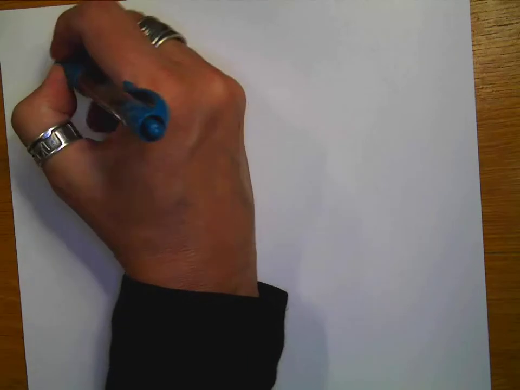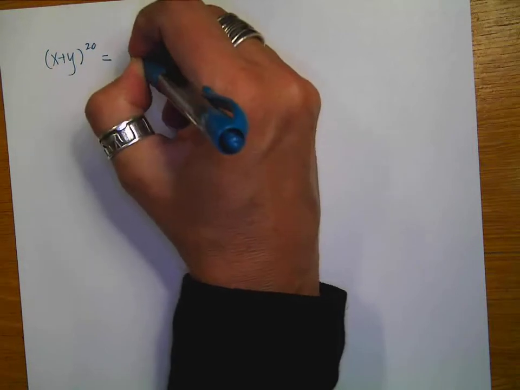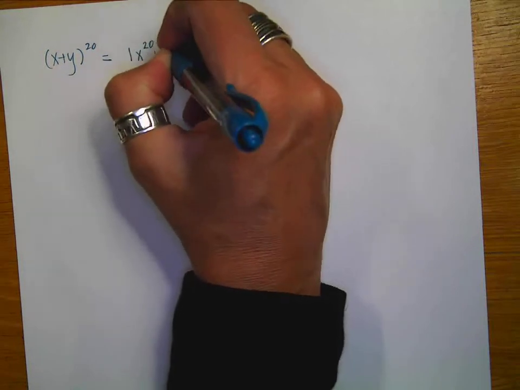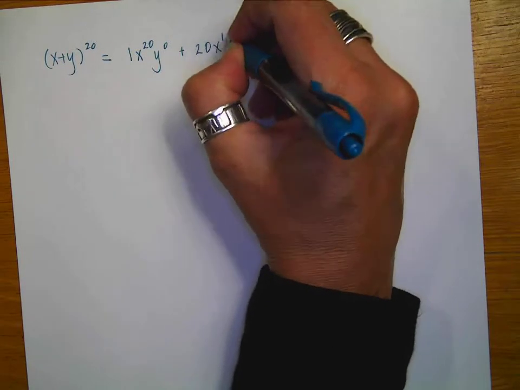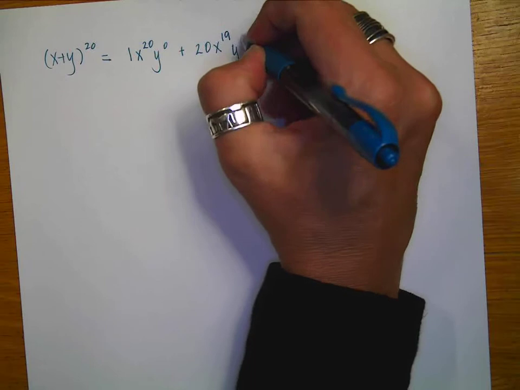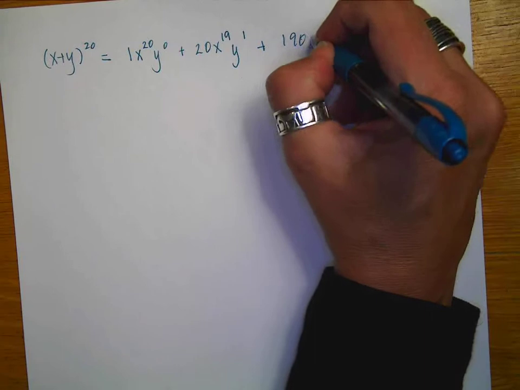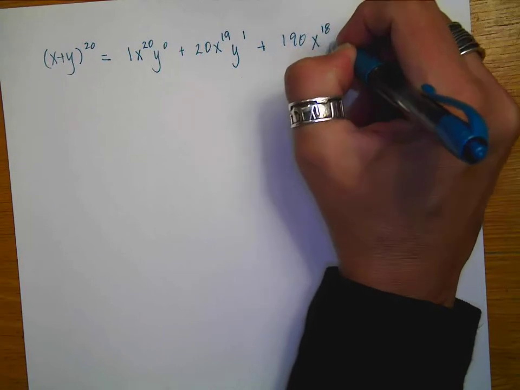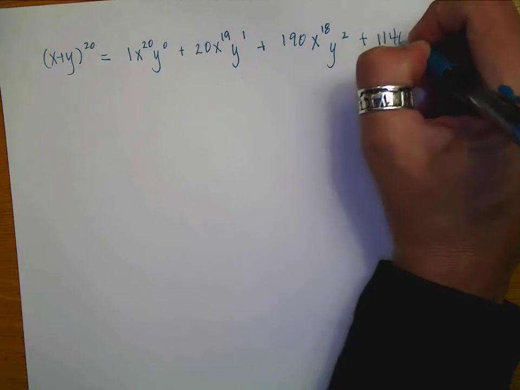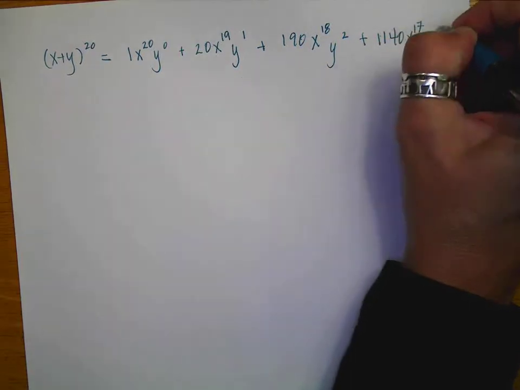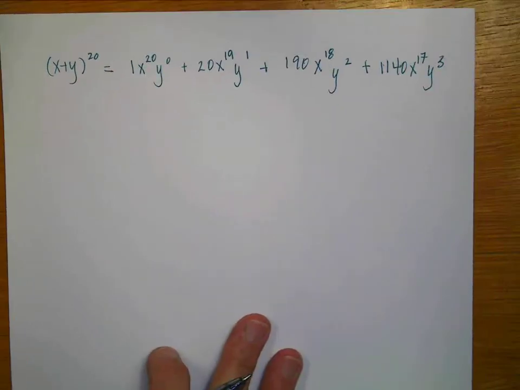Okay? So now what I'm going to do is kind of come over here. If I have x plus y to the 20th, my first term had a coefficient of 1. That's going to be x to the 20, y to the 0. The next coefficient was 20, x to the 19, y to the first, and then I would have 190 x to the 18 y to the second, and then the fourth term would be 1140 x to the 17 y to the third.